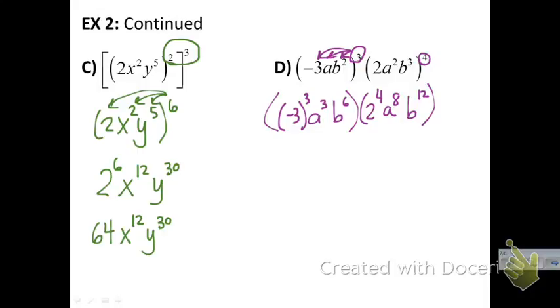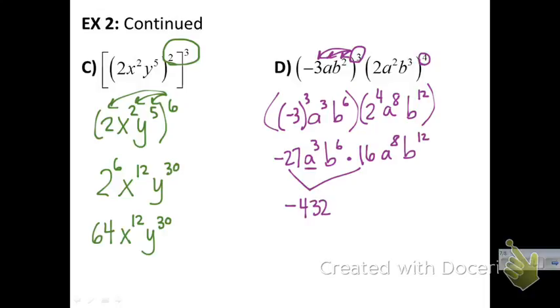From here, -3 cubed is -27. A to the 3rd, b to the 6th. Times 2 to the 4th is 16, a to the 8th, and b to the 12th. And then to finish this, because this is multiplying, we're going to take those two values and multiply. We get -432, and then these bases are alike, so we add their exponents. And the b's are alike, so we add their exponents, and then that is as simplified as that can be.